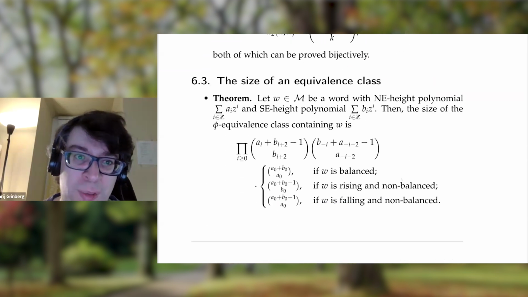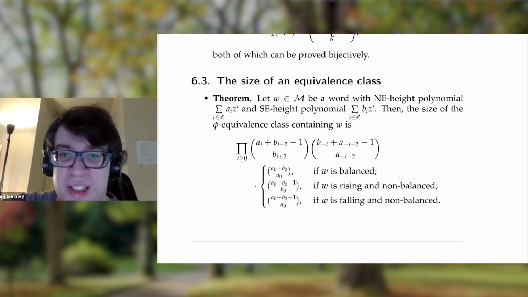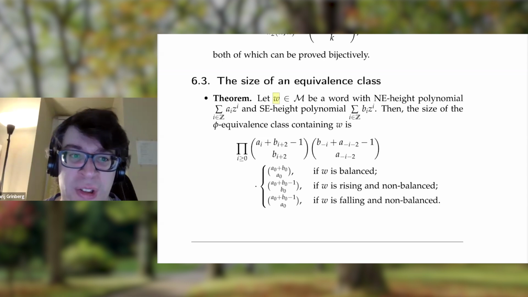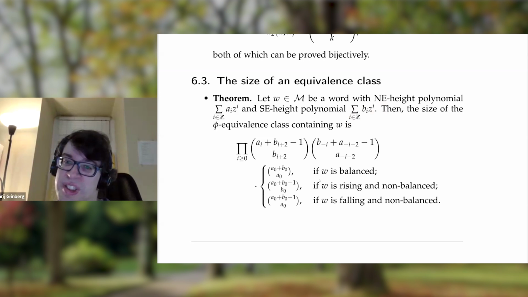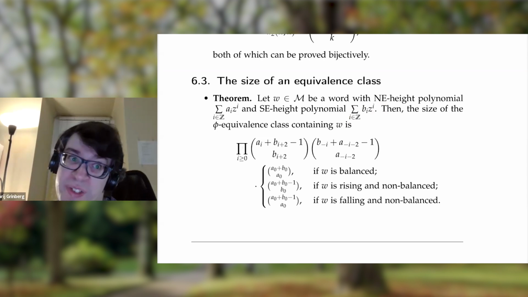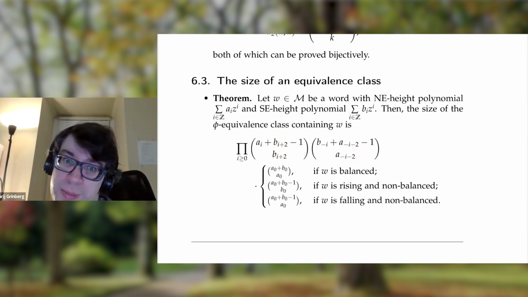Then we have a formula for the size of every equivalence class. Specifically, if you have a word with a given northeast height polynomial and southeast height polynomial, you can explicitly describe the size of its equivalence class as a product of a bunch of binomial coefficients.